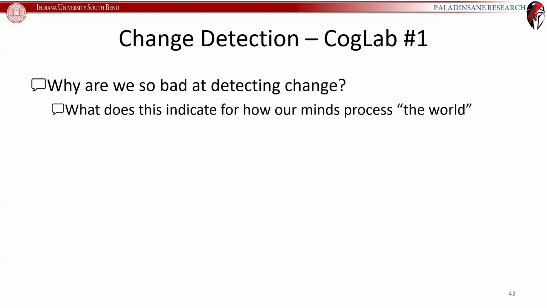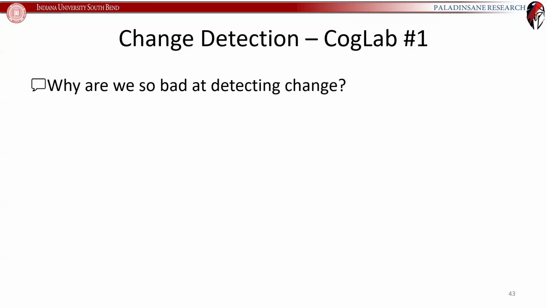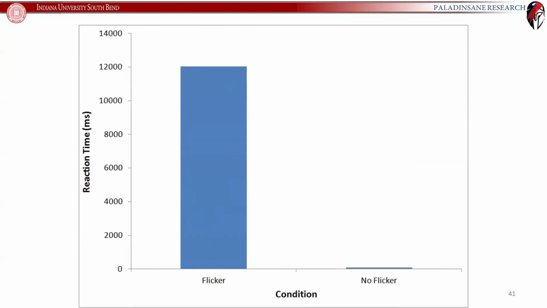Yep. I'm sorry, can you say that again? It does have something to do with the fact that there's serial processing going on here. If we were to take a look at these two conditions, the flicker versus no flicker, and one of them is serial processing and the other one is parallel processing, which one would you say is serial processing? The flicker condition, exactly.